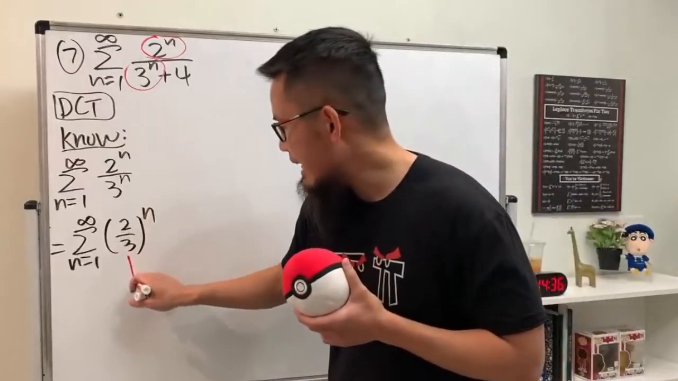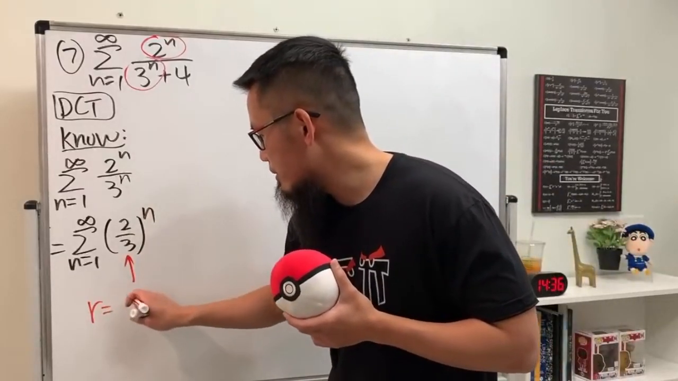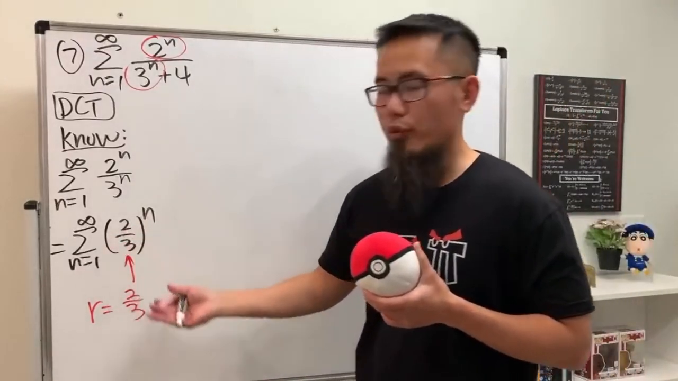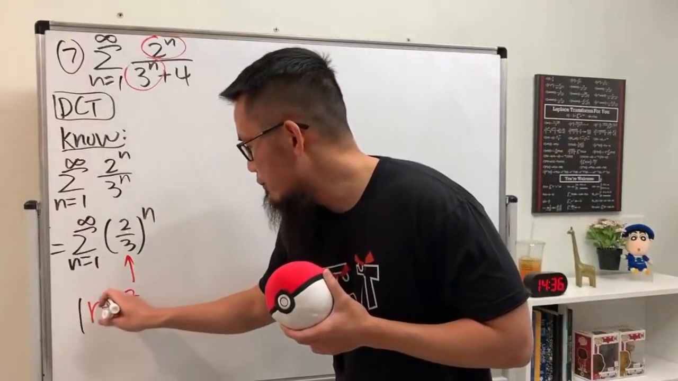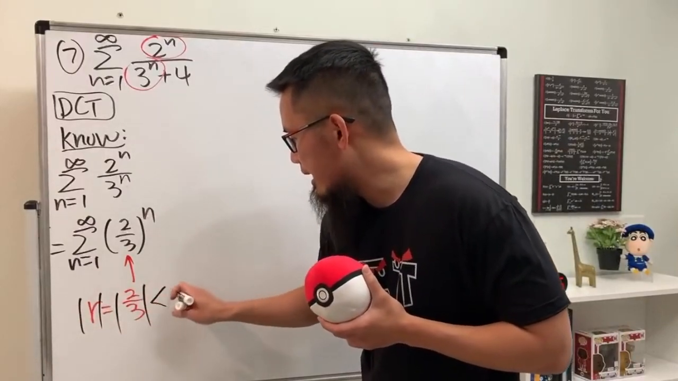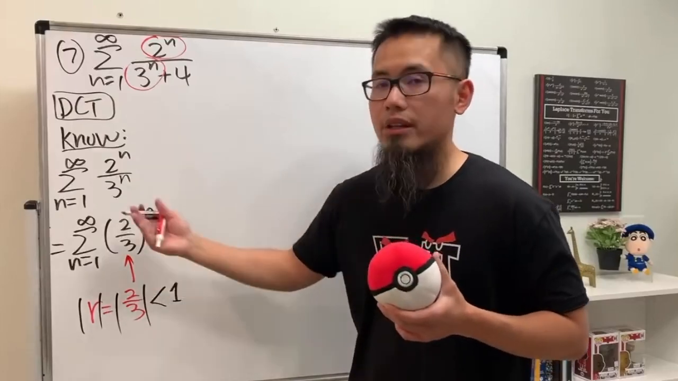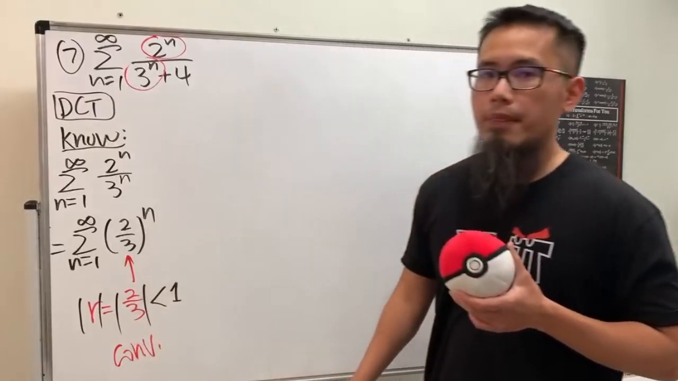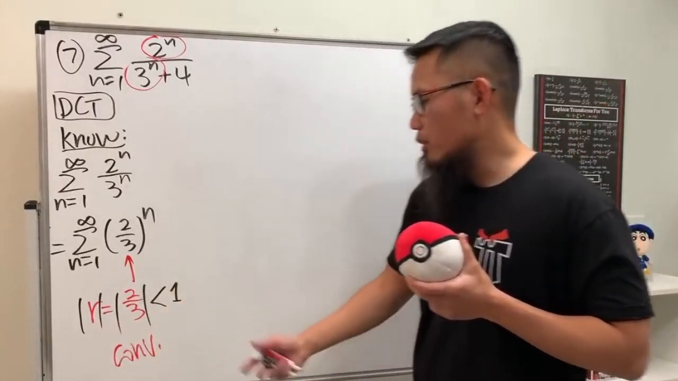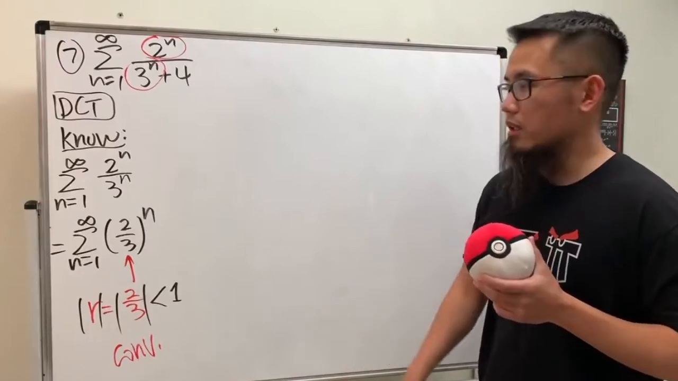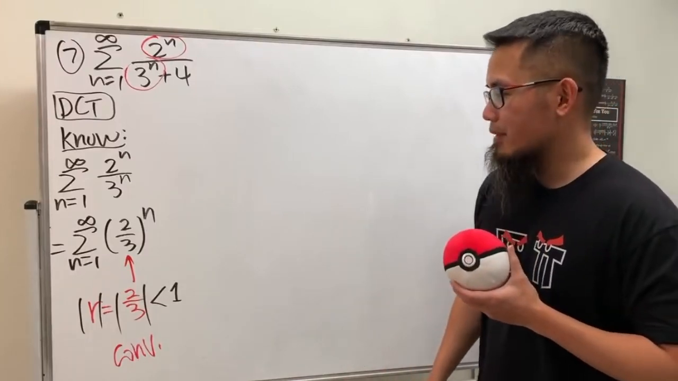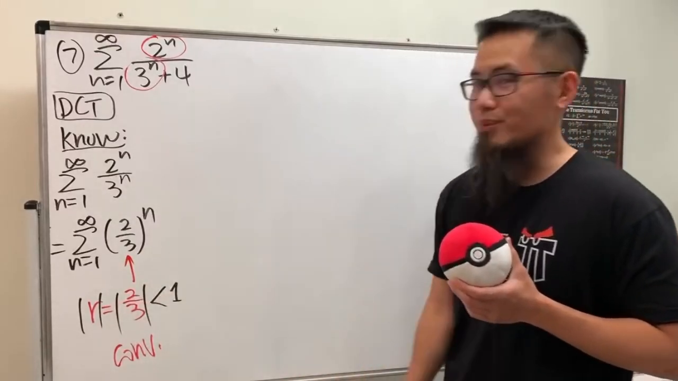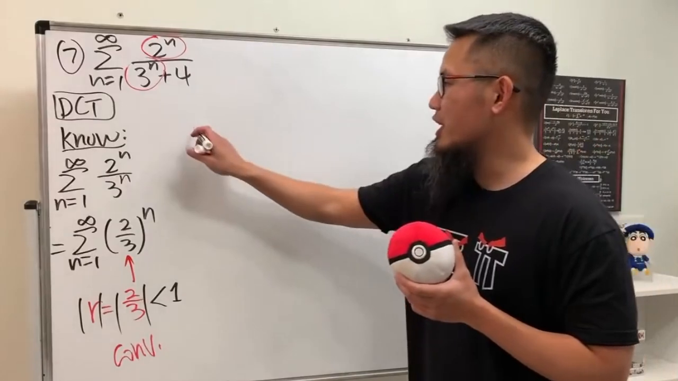Thus, we can say that here is the r, which is 2 over 3. But don't just tell me the r is 2 over 3. You will have to say that the absolute value of r is less than 1. Therefore, this geometric series converges. And when you put down r, people know that you are using the geometric series. Well, at least I know for my class, because this is like the appetizer, not the main dish. The main dish is over there, so you don't have to say too much for that. But anyway, check.